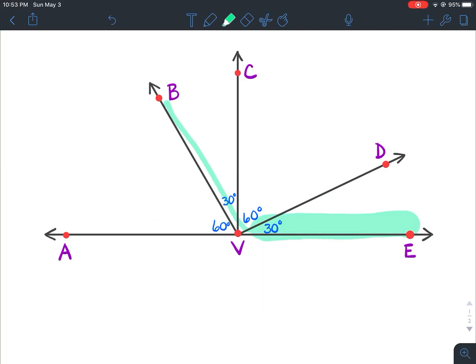This angle here and this angle here, when put together, form that straight line. Therefore, they are a linear pair. You kind of have to ignore some of the other lines.